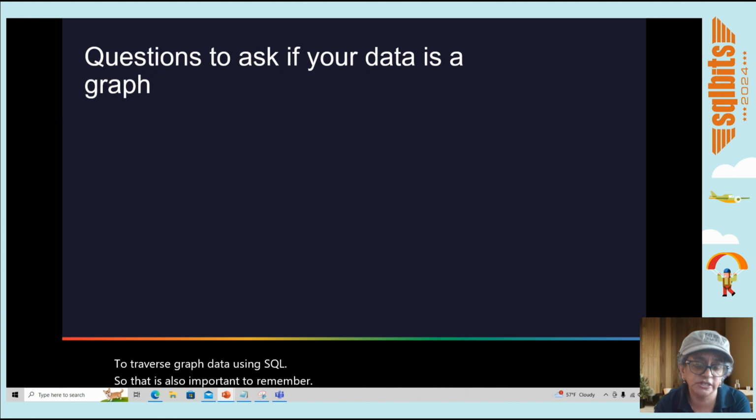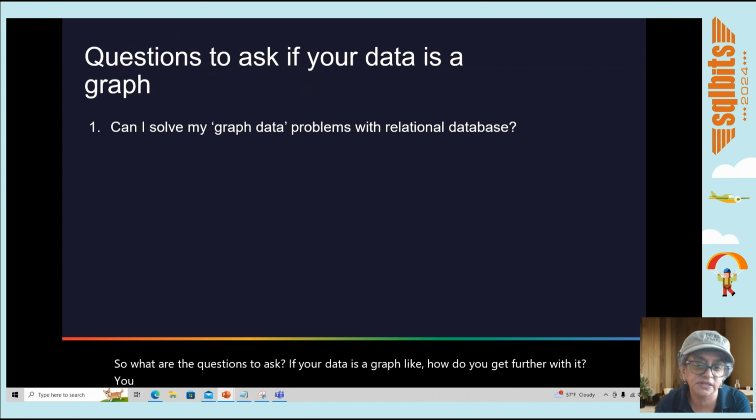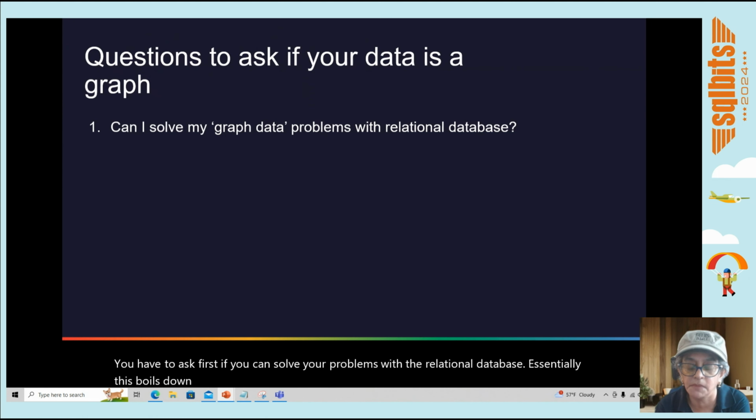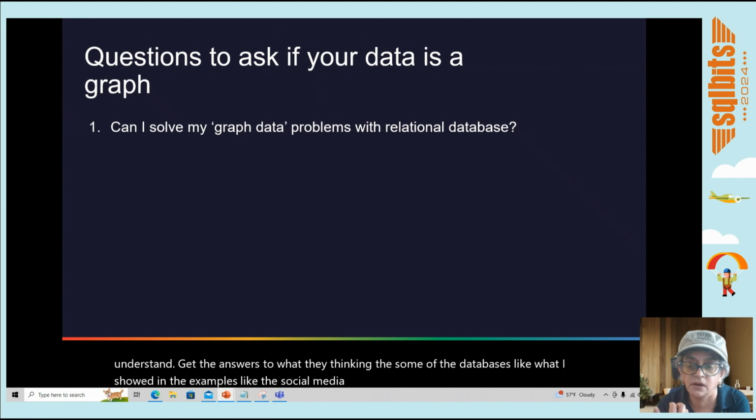So, what are the questions to ask if your data is a graph? Like, how do you get further with it? You have to ask first if you can solve your problems with a relational database. Essentially, this boils down to how big your problem really is, or how critical it is for your business to understand, get the answers to what they're thinking. Some of the databases, like what I showed in the examples, like the social media graph and the GPS and all that, they're not the norm. They are usually part of really big businesses.